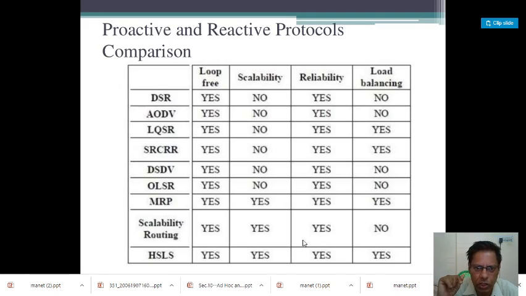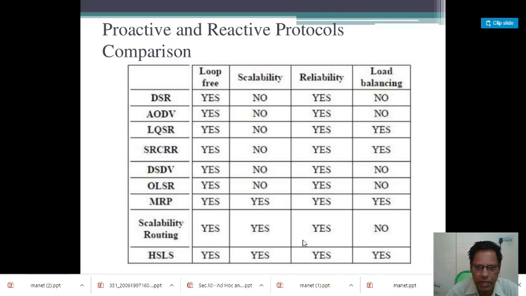Okay, so there is loop freedom for DSR and AODV. These are all loop free. And about the scalability of DSR, AODV, LQSR, and SRCR, there is no scalability. About MRP and HLSS, there is high scalability. Okay, and reliability is high, that is, yes, there is reliability in all the protocols.